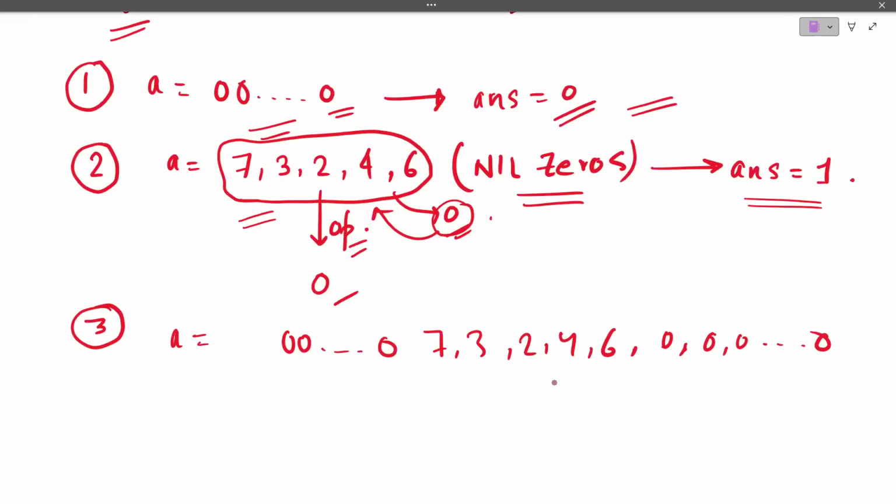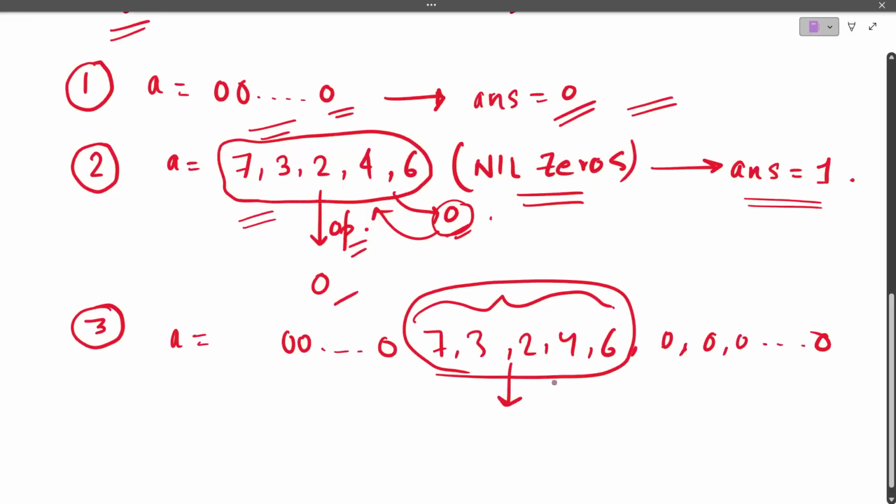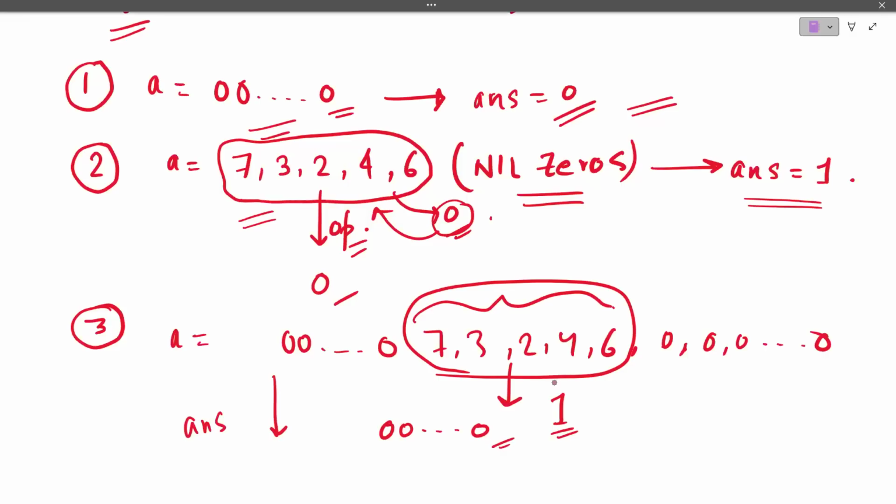So if A is something like this, realize that there is only one block of positive integers, and you can pick this block of positive integers, do an operation on this, and in one operation you will get all zeros, right? So that means one operation is sufficient to convert this array to all zeros. So even in this case, the answer is one. So if there is a single block of positive integers, the answer is one, right?